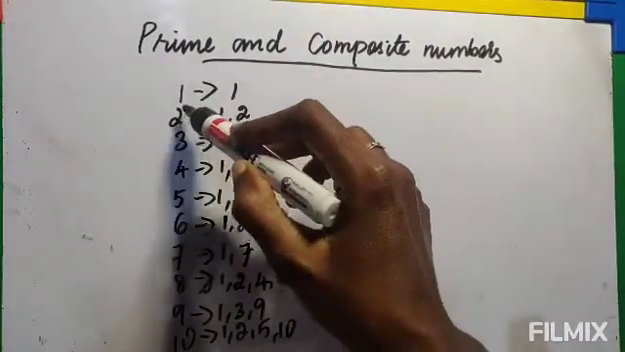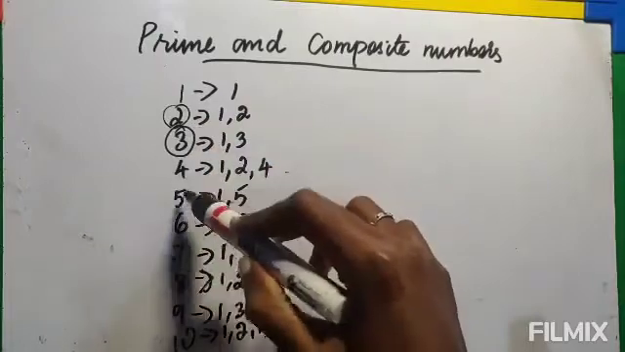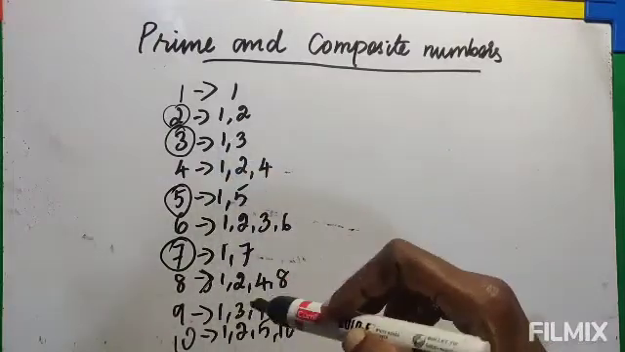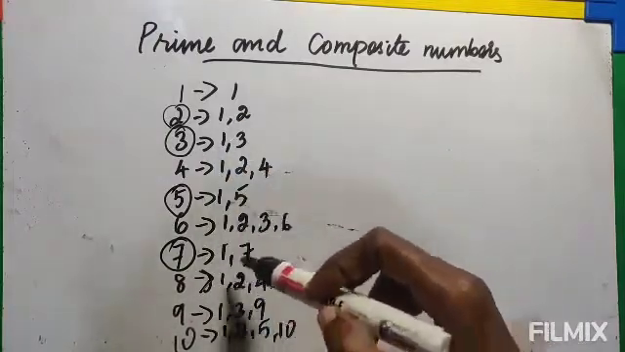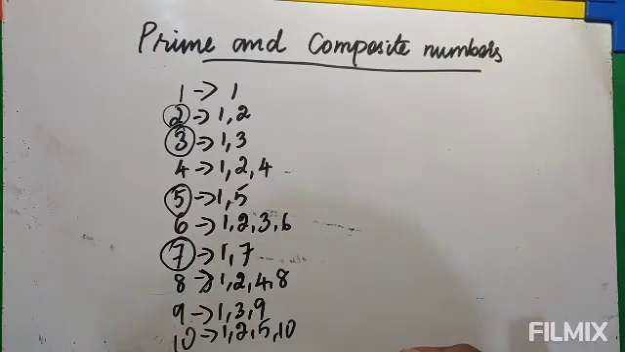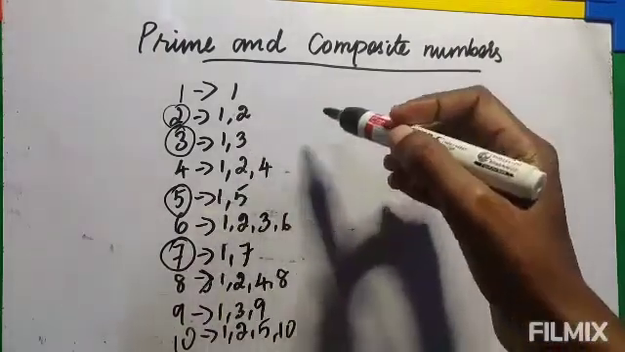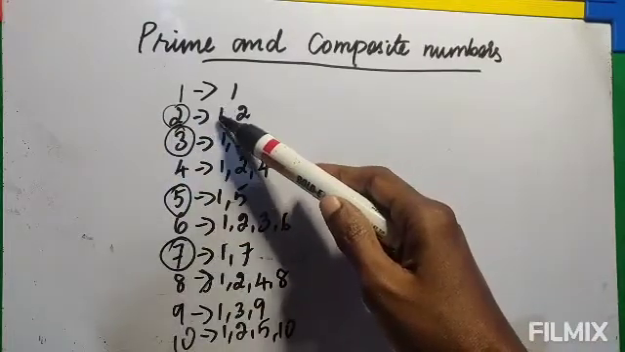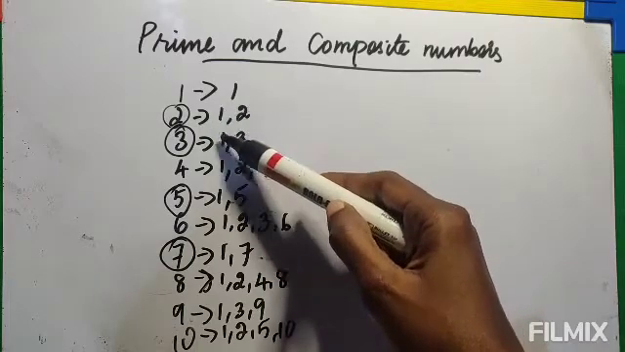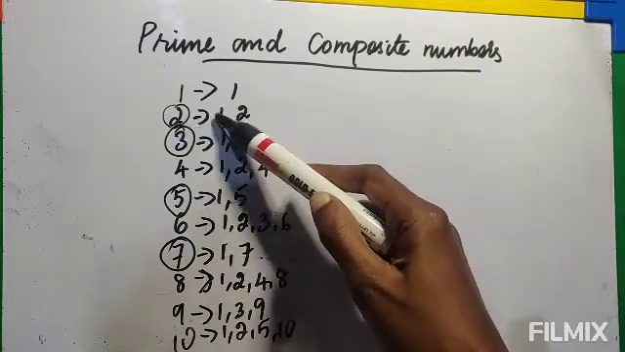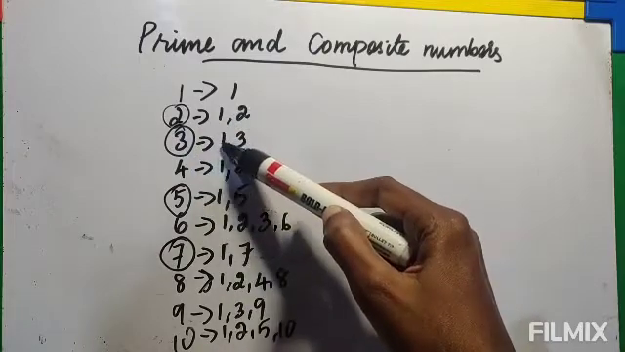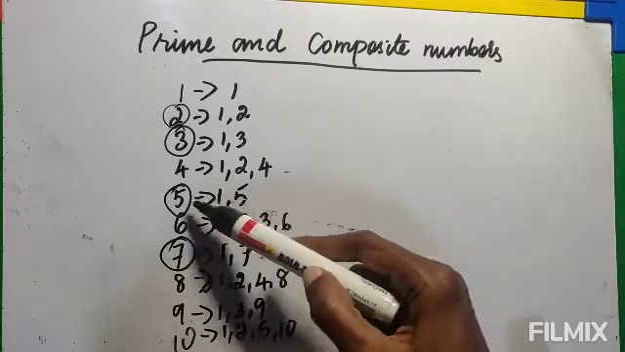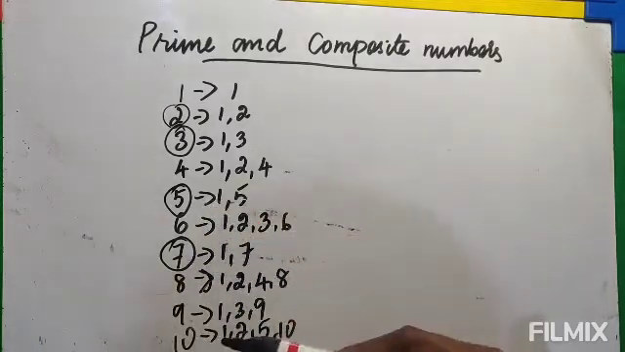Again, if you see 2, 3, 5, 7, these numbers have only two factors. All the other numbers have more than two factors. Okay, so by observing this, we can conclude this. Whichever number has two factors, the factors are 1 and the number itself. For 2, 1 is a factor and the number 2. For 3, 1 is a factor and the number 3. For 5, 1 is a factor and the number 5. For 7, 1 is a factor and the number 7.